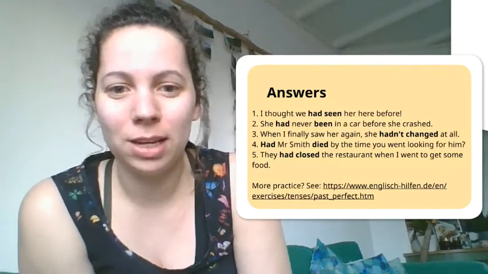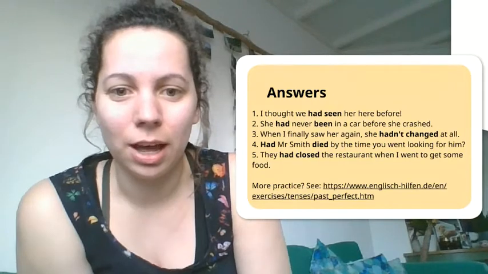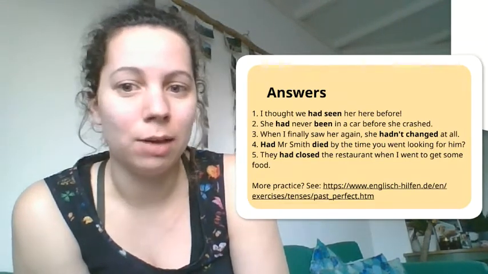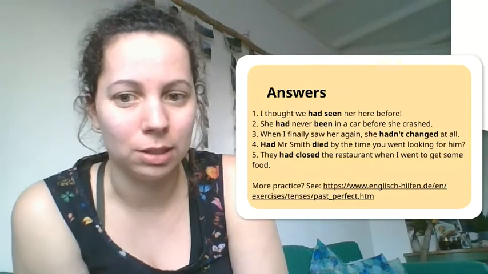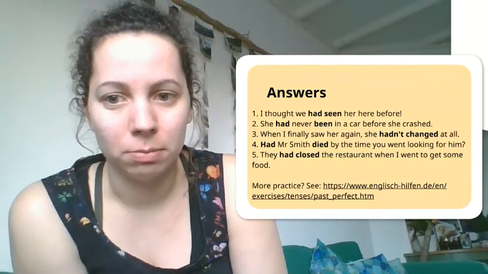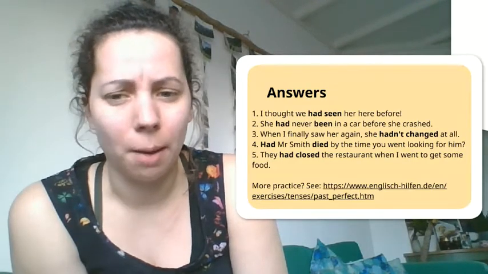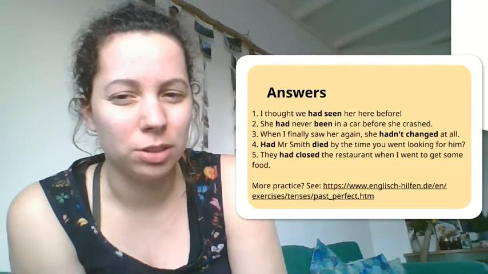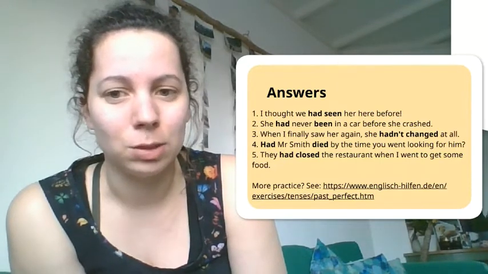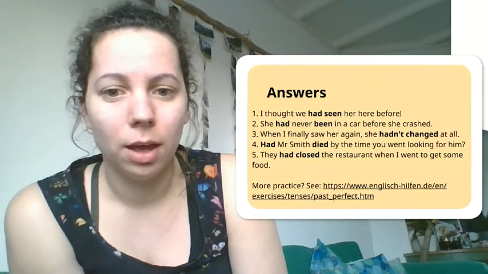Then in 3, we get our first negation, where we use hadn't instead of had. And we have a regular verb here that we need to do in the past participle. So we add our D here, changed. If you don't know why it's just a D, then I recommend watching the video on past simple, because there I explain all the spelling rules.